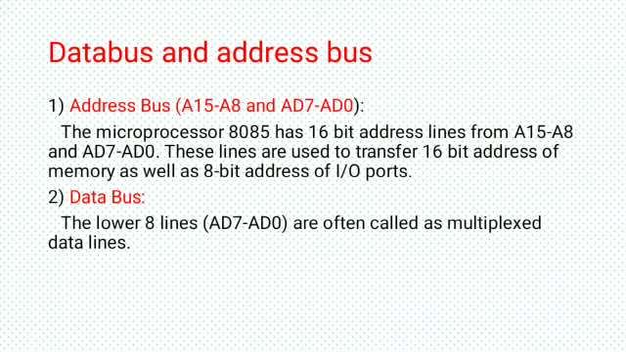The next one is the data bus and address bus. Here the address bus is a higher order 16-bit address bus, that is A0 up to A15. The microprocessor 8085 has 16-bit address lines from A15 to A8 and AD0 to AD7. The lower order address bus is multiplexed with the lower order data bus. The data bus, the lower 8 lines AD0 to AD7, is often called the multiplexed data lines.